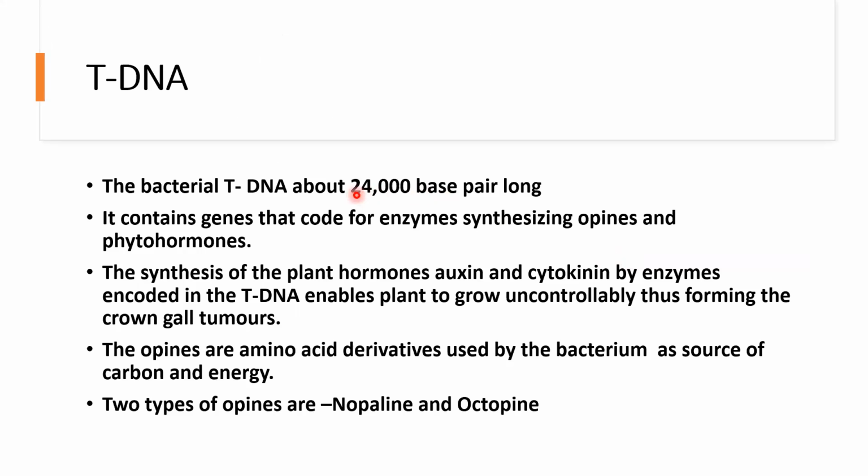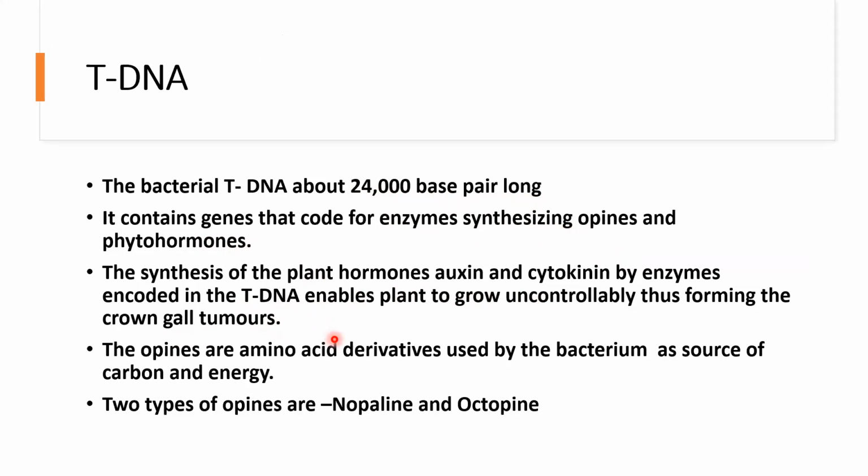Now, this T-DNA is about 24,000 base pairs long. It contains genes which are forming opines and hormones like auxins and cytokinins. Synthesis of plant hormones, auxins and cytokinins, by T-DNA is responsible for uncontrollable growth in the host plant, leading to the formation of tumors, causing a disease called crown gall tumor.